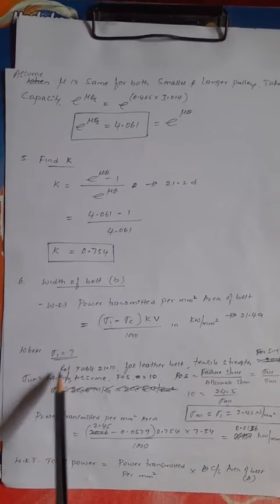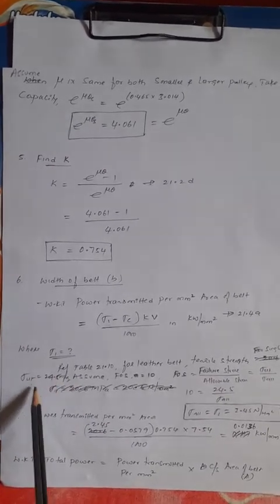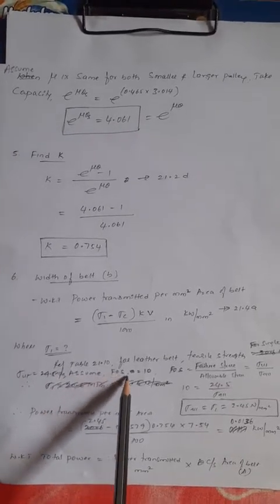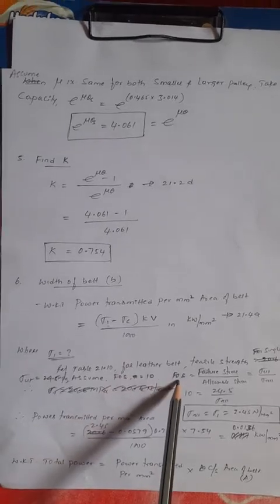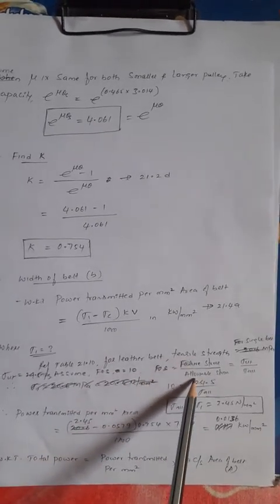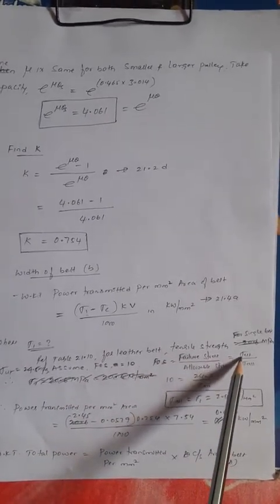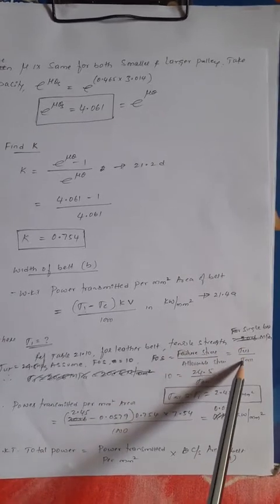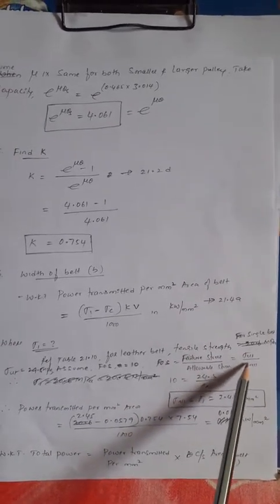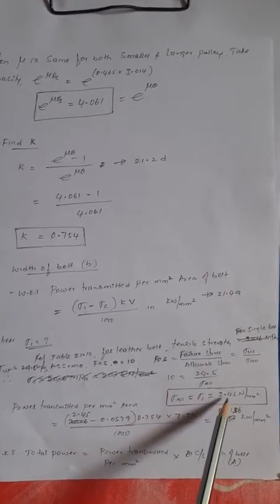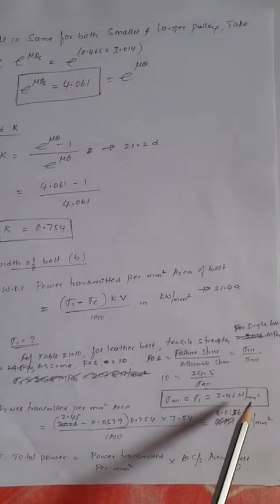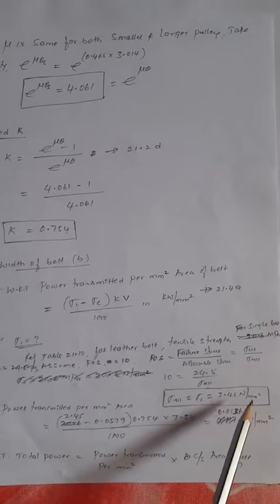This is ultimate stress, this is not the allowable stress. Then how do you get the allowable stress? We again assume the factor of safety is how much? 10. Then we know the factor of safety is equal to failure stress divided by allowable stress. Failure stress you consider as ultimate stress, divided by allowable stress, which is nothing but sigma 1. Back substitute here, sigma allowable is equal to sigma 1, we will get 2.45 newton per mm square.